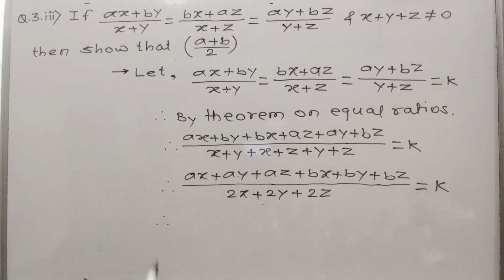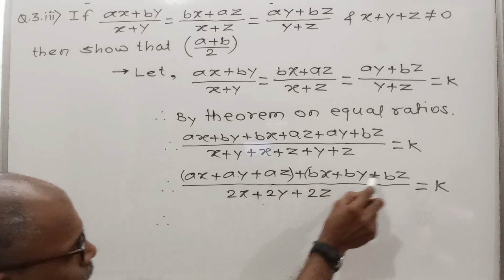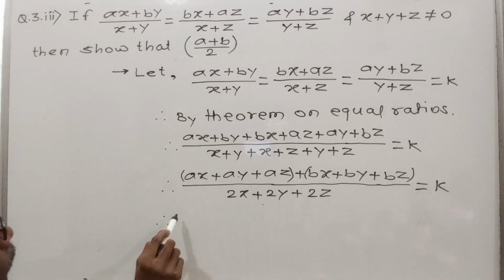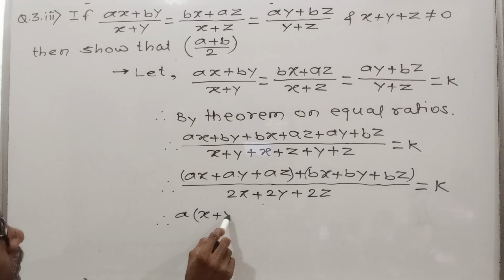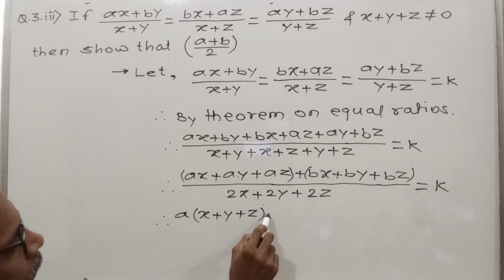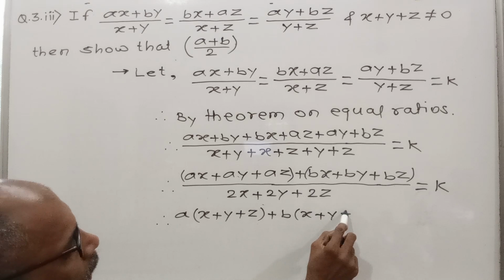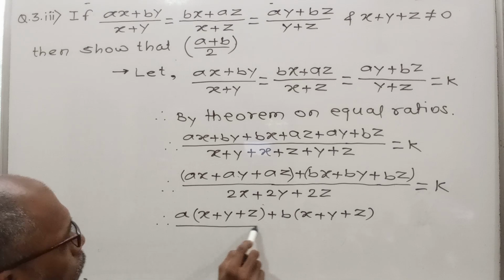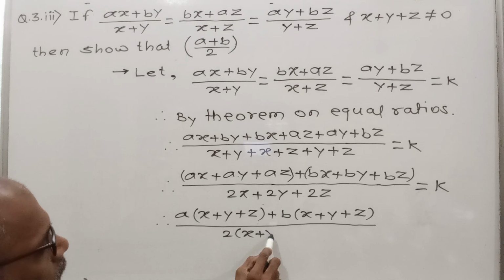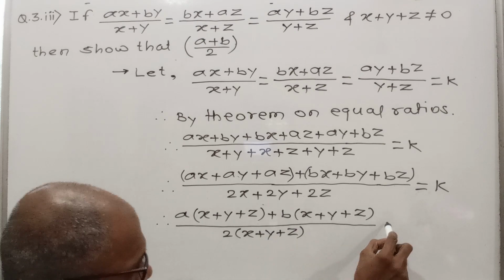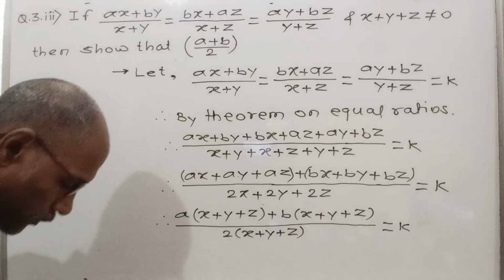Now here at numerator, a is common, so we take a common. What is left? x plus y plus z. Plus b common here, b in bracket x plus y plus z, upon denominator 2 common, in bracket x plus y plus z, is equal to k. Did you understand?